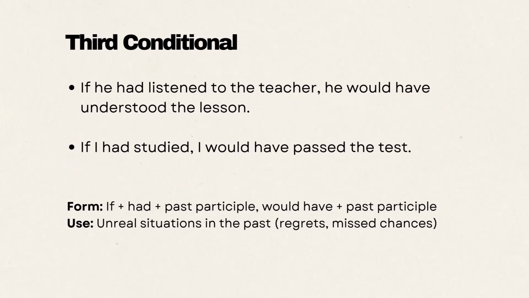Another one, if I had studied, I would have passed the test. Here, the condition is if I had studied. Had plus the past participle of study. And then the result is I would have passed the test. So would have plus the past participle of pass. Again, this is not about the present or future, it's about the past that never happened. In reality, I did not study, and therefore I did not pass. But the sentence imagines a better past outcome. And if the condition had been different, the result would also have been different.